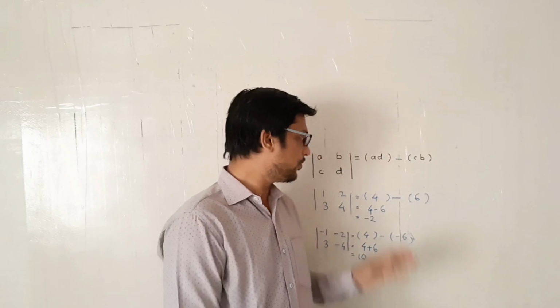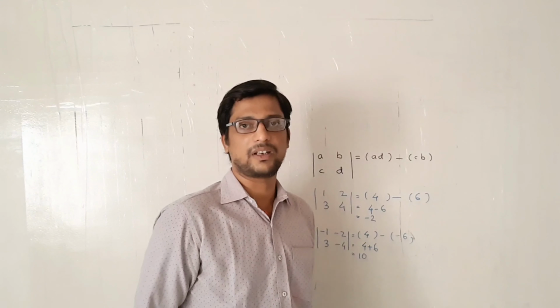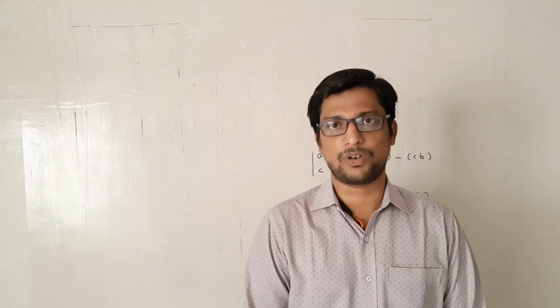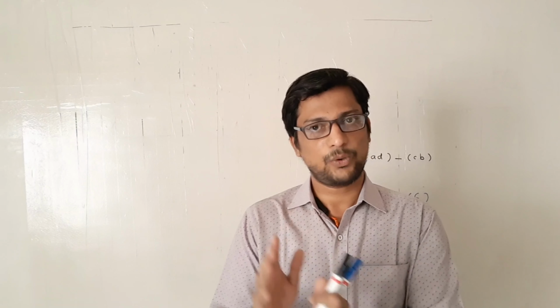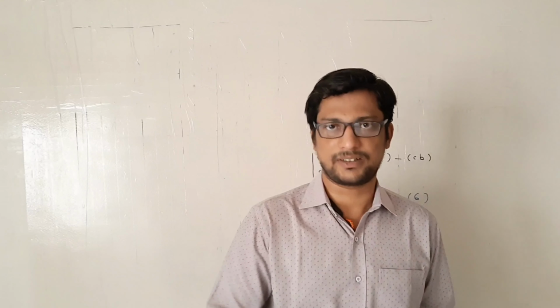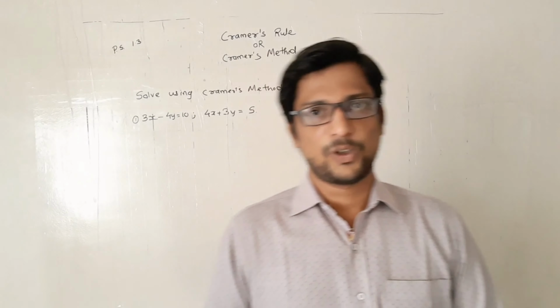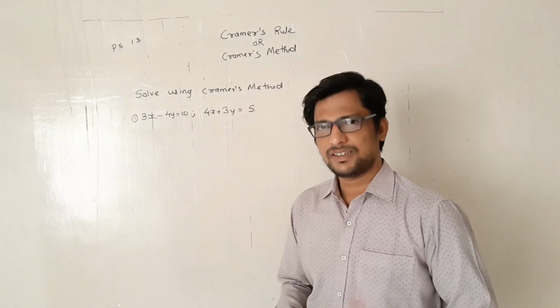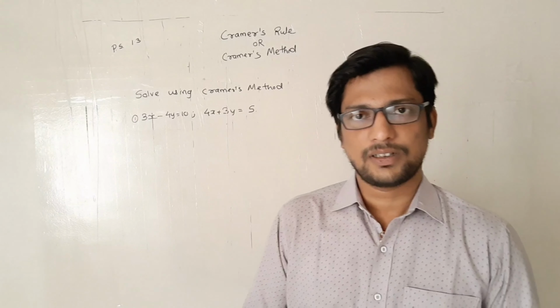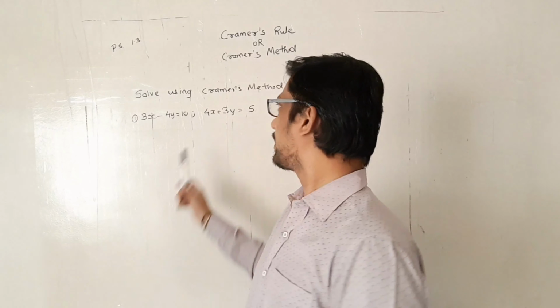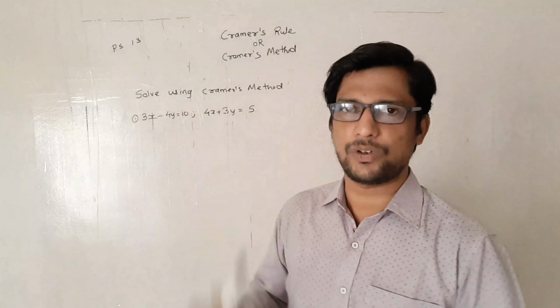Now we know how to solve the determinant. What is a determinant? Fine. Now with the help of this determinant, we will look at Cramer's rule, how to solve linear equations in two variables with Cramer's rule. Welcome students. Now see, let us try to solve simultaneous linear equations in two variables with the help of Cramer's method or Cramer's rule.